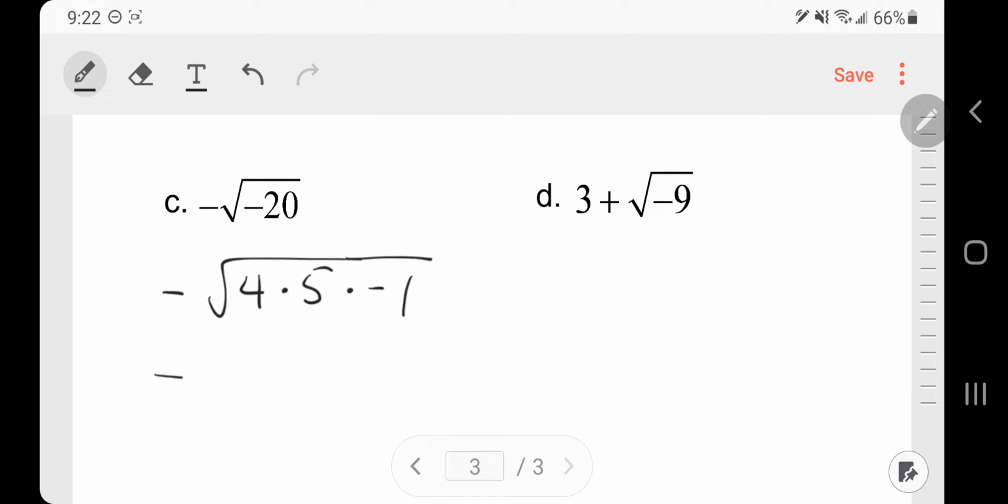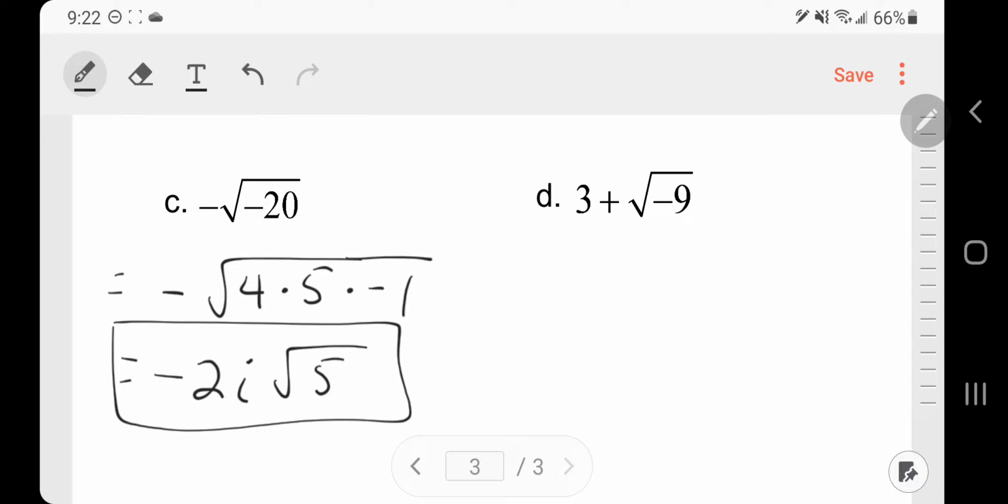Okay, simplify, with that negative on the outside. The square root of 4 is 2. The square root of -1 is i. And the only thing that remains is that 5, because that does not have a perfect square. So the solution to this one, 2i square root of 5. Sorry, -2i square root of 5.